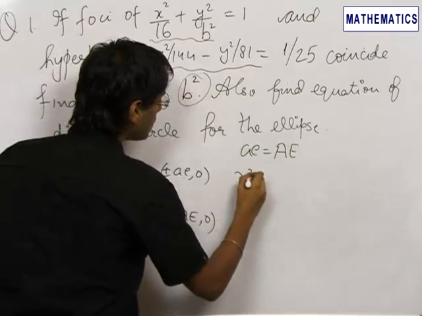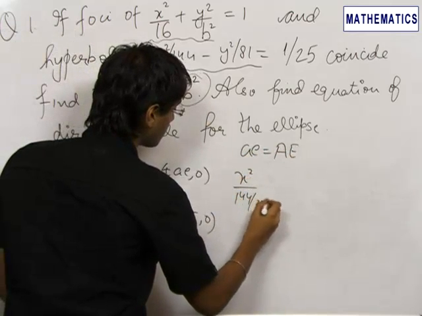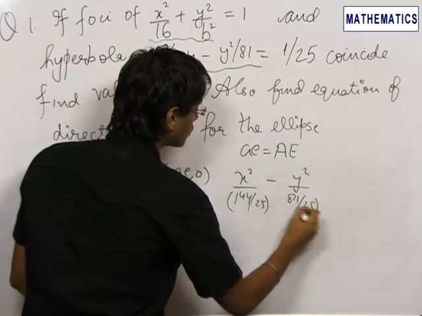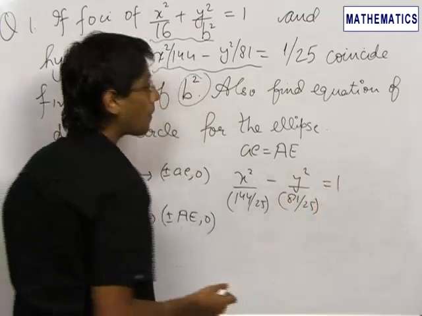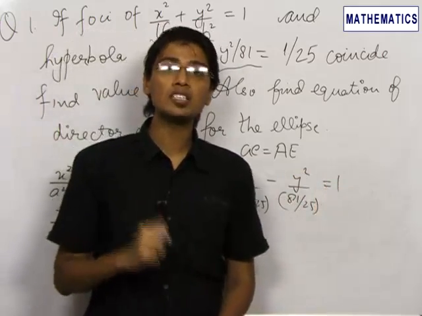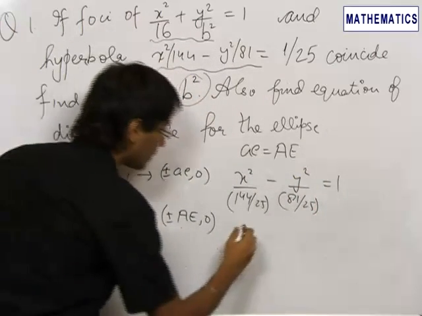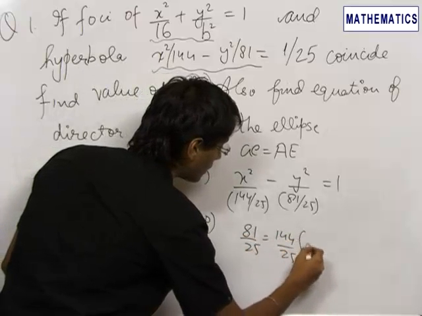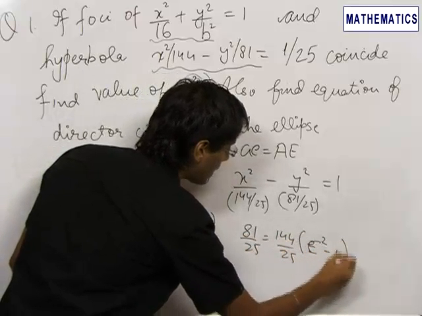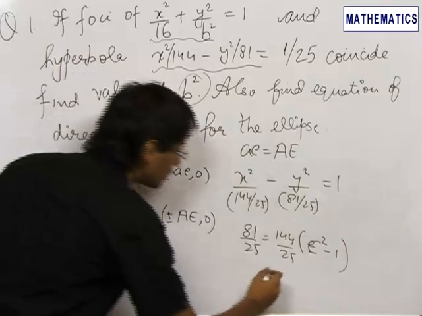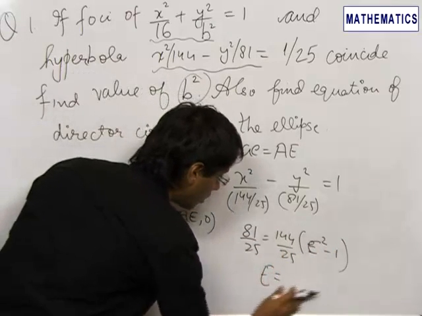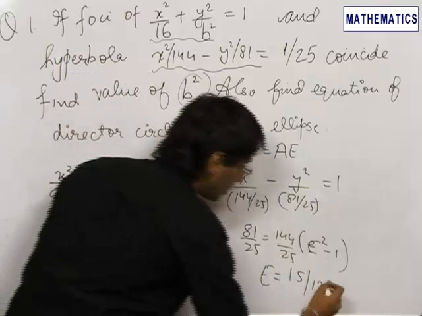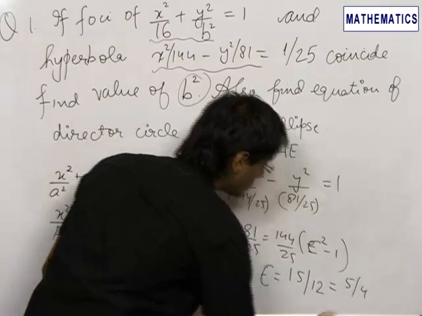Now this hyperbola is given to be x square upon 144 by 25, which is the capital A square, minus y square upon 81 upon 25, which is the capital B square, is equal to 1. And we know that capital B square is equal to capital A square times capital E square minus 1 in the case of a hyperbola. So 81 upon 25 is equal to 144 upon 25 into capital E square minus 1. On solving this, we get the value of capital E to be equal to 15 upon 12, or 5 by 4.